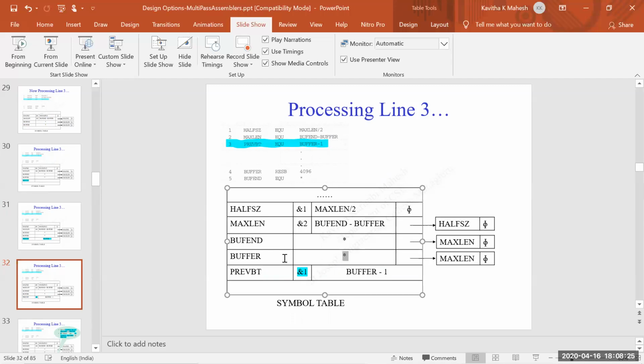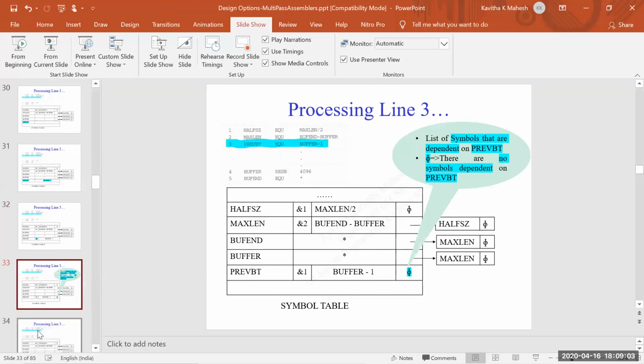Because please note, the definition for buffer is not encountered. We don't know the value for buffer yet. So after this, what do we do? For every symbol that is entered, you have to keep a list of all symbols that are dependent on that particular symbol. Right now we have entered previous byte. Which are the symbols dependent on previous byte? As of now, we don't have any symbol that is dependent on previous byte. Dependency is indicated by its occurrence on the right hand side, after the opcode. So there are no symbols that are dependent on previous byte, and the list associated with previous byte is empty.